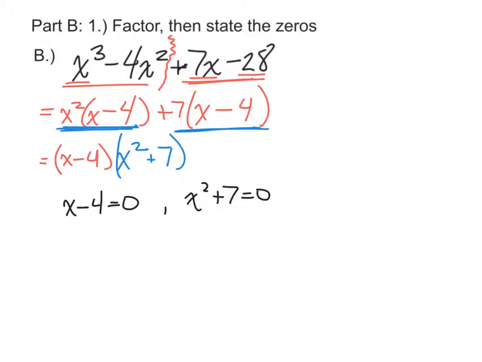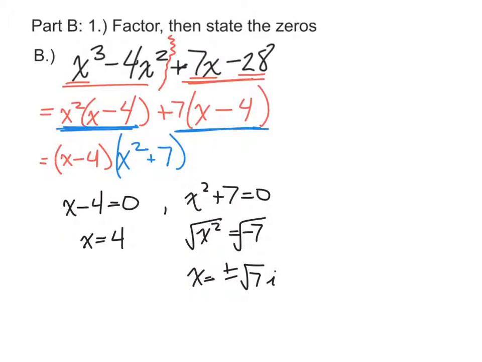Then solve. Adding 4 to both sides in the first equation, we get x equals 4. In the second equation, we'll subtract 7 and then take the square root. Since we put the square root in, we're going to need a plus or minus, and the square root of negative 7 is going to be square root of 7i. And those are all of our zeros.